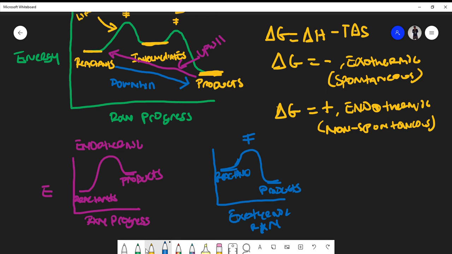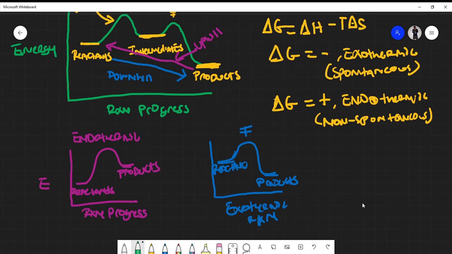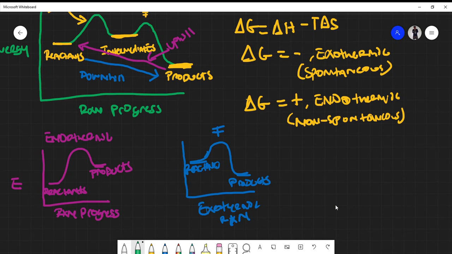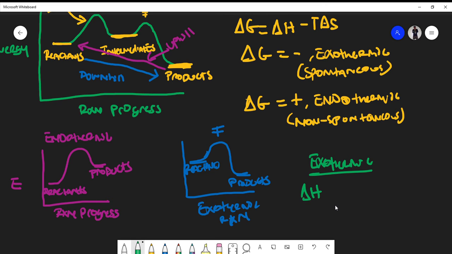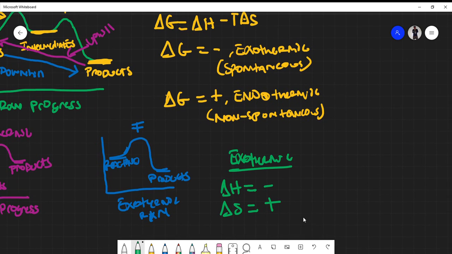Now let's go back to the idea of our formula, delta G is equal to delta H minus T delta S. Now for a reaction to be exothermic, what we're saying is that delta H must be negative, and our delta S, which represents entropy, must be positive. In other words, let's look at the formula to make sense of this.